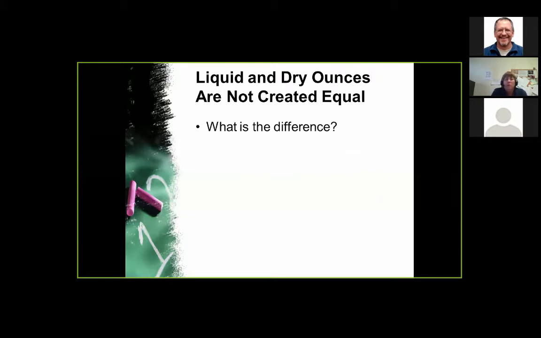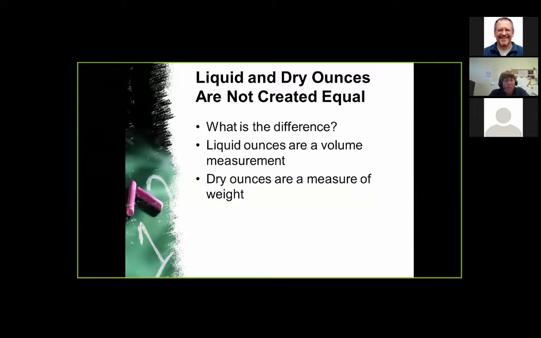With our English system of measurements, we can get confused about some of our units, specifically ounces. We have to remember that liquid and dry ounces are not the same thing. A liquid ounce is a volume measurement, in contrast to a dry ounce, which is a measure of weight. Some of the products we work with are liquids, and some are dry flowables or dry formulations, so we have to remember whether we're talking about liquid ounces or dry ounces.